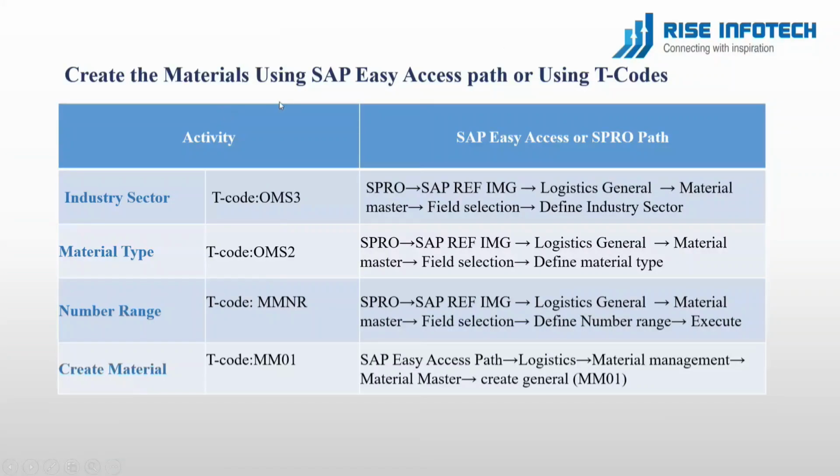Then coming to how to create the materials, using the SAP Easy Access path or using T codes. We already know about T codes and the SAP Easy Access path. In the industrial sector, the material type and number range can be set using T codes or the SPRO path. The T code is OMS3, the material type T code is OMS2, and the number range T code is MMN3, or also the SPRO path. Then to create the material, the T code is MM01, and also the SAP Easy Access path to create the materials.